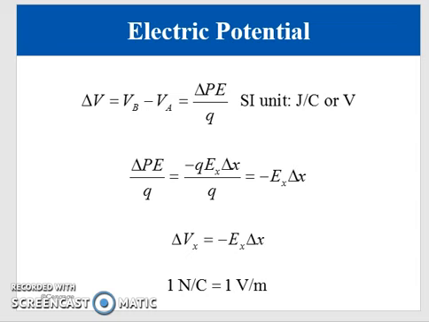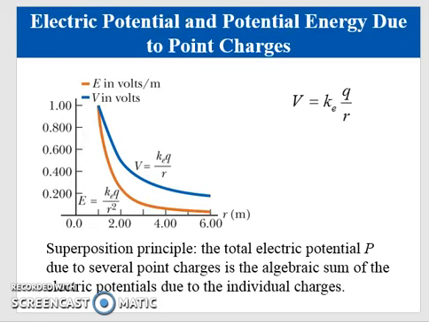Now, what is the electric potential of a point charge? Okay, so if you recall, the electric field of a point charge was kq over r squared, right? Now, the electric potential due to a point charge is just kq over r. So we're dropping the r squared here, okay? And that's what we have right here, right? The electric field drops off as 1 over r squared. The voltage will drop off as 1 over r. It won't be quite as steep.